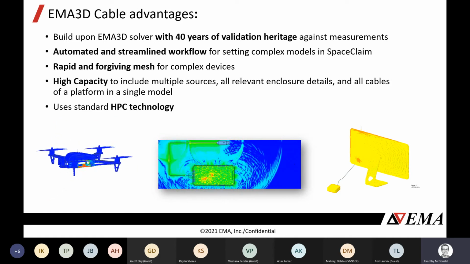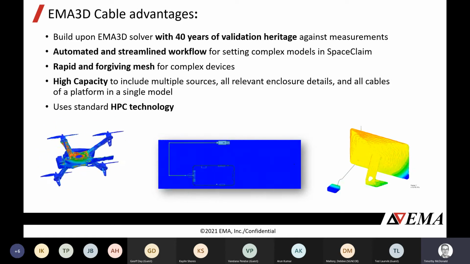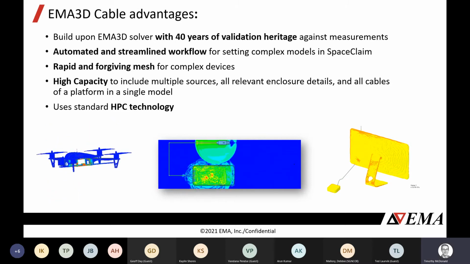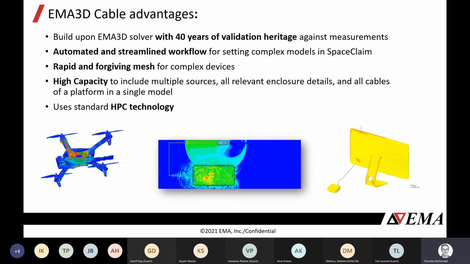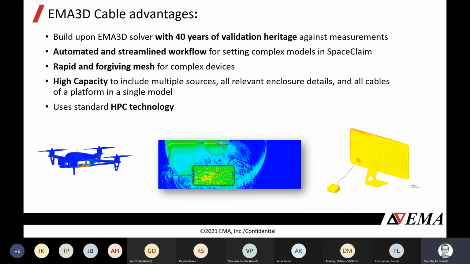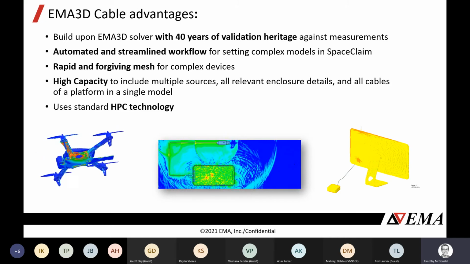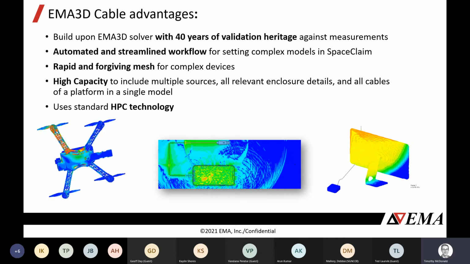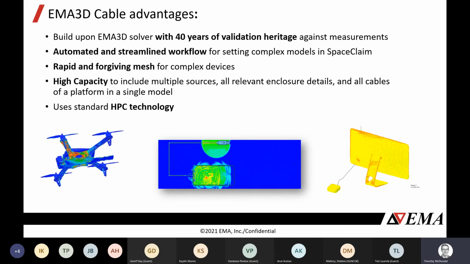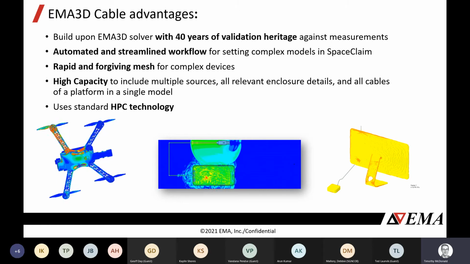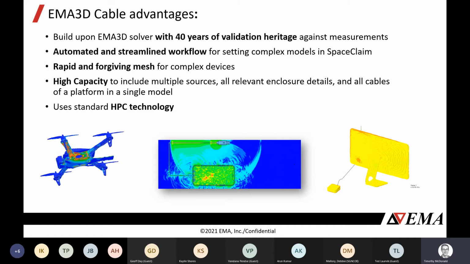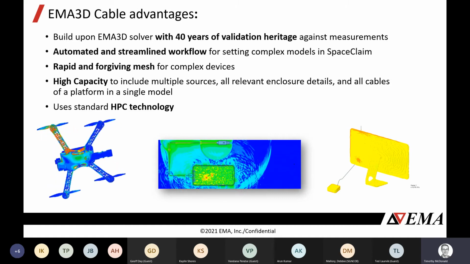We can consider all sources, multiple sources, cables, PCBs, multiple subgrids all at once. We can include all the relevant enclosure details, either explicitly or through submodels. And we can, of course, include all the cables, including multiple shields, multiple junctions, multiple branches. We can do all that in a single model that models it broadband from low frequency to high frequency. And it uses HPC technology so that users that maybe have ANSYS HPC packs or pools can use the same packs or pools for EMA3D.